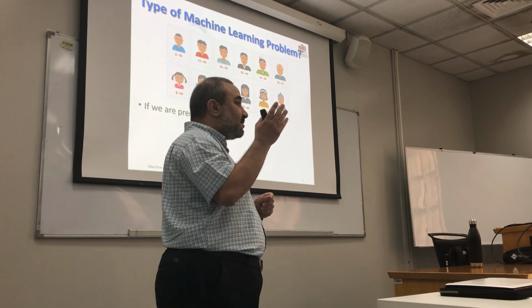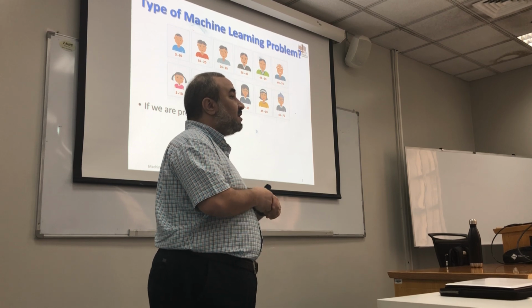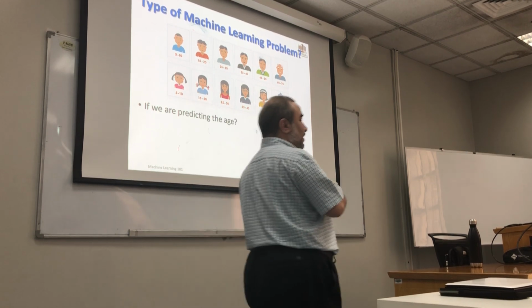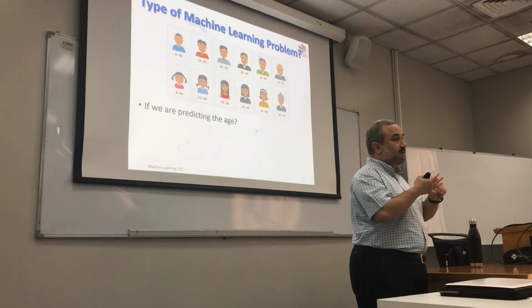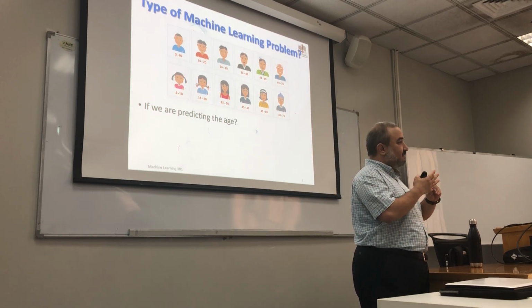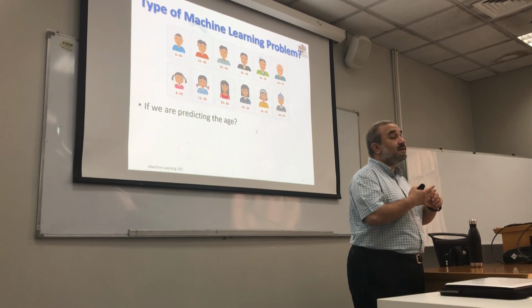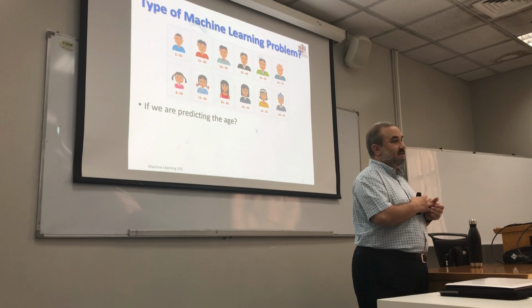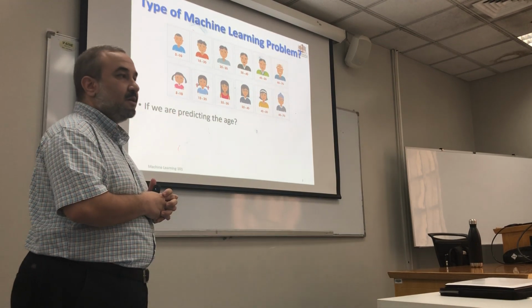Do you remember the types? What were the types? Supervised, unsupervised, and reinforcement learning. Okay. And under supervised, we discussed 2 types or subtypes: classification and regression. Yes. Okay. Right. For this, which type is that?